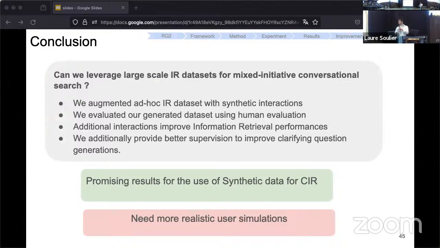These are promising results for the use of synthetic data for conversational AI. However, the main problem with this approach is that the user simulations are not realistic. They basically consist of yes or no answers.